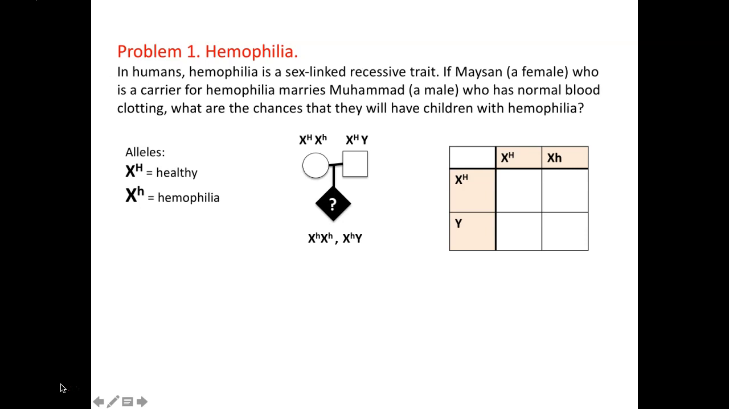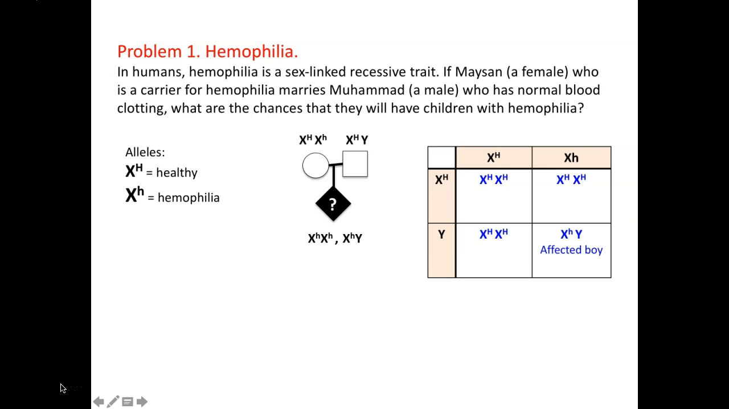Then I set up the Punnett square, and so you should write out the Punnett square and fill in the blocks right now. Hopefully you got that, and then try to answer the question: what are the chances that their children will have hemophilia?